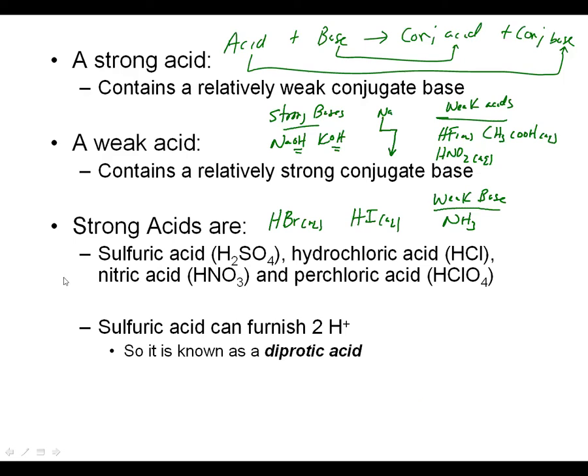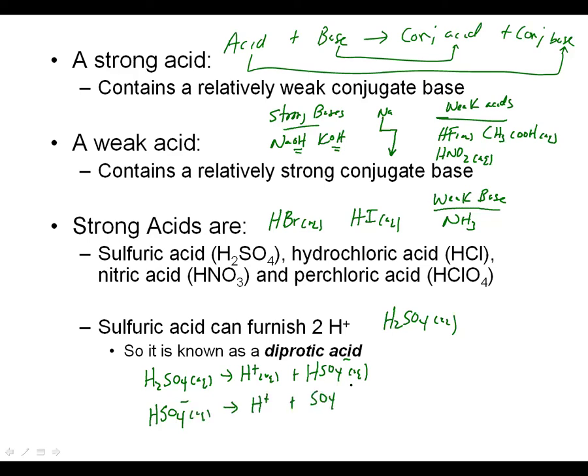So for example, if we took our H2SO4, which is sulfuric acid, the first thing that will happen is the H2SO4 will lose that first H plus. It'll drop off an H plus, and you'll be left with HSO4 minus. And then the next thing that happens is that HSO4 minus will lose the second H plus and make sulfate.